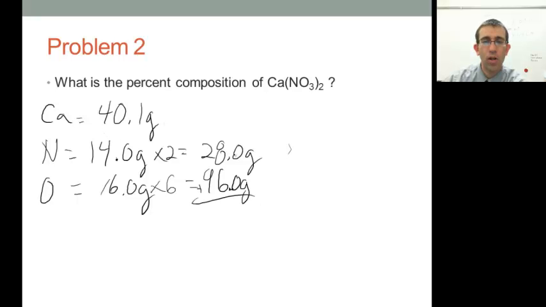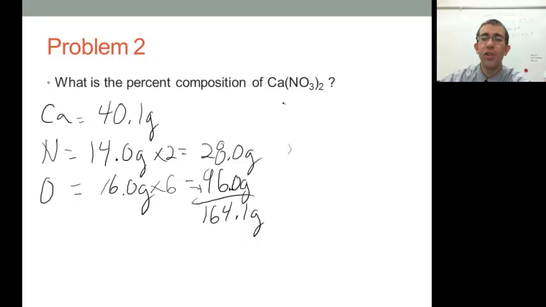So 40.1 plus 28 plus 96. So I'm going to do that in my calculator real quick. Makes it simple so I don't make a mistake. And we have 164.1 grams. So this is the total mass of calcium nitrate.